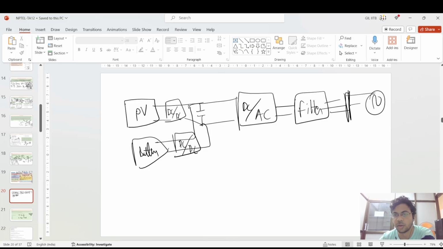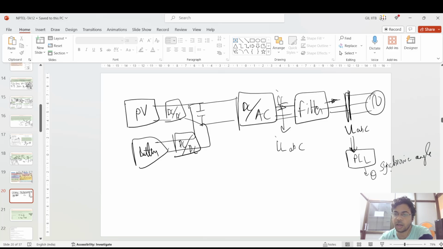After that you have a PCC, point of common coupling, for the three phases, and then it is connected to the grid. Here I am saying that this UABC is there. Firstly, this voltage and the current of the output of these AC voltages, IL, is taken as a reference, ILABC. This UABC is then fed to the PLL. The PLL generates the theta value, which is the synchronizing angle, because its angle should be the same as what is being connected with the grid. Suppose the grid is 50 hertz, so it should also generate 50 hertz.